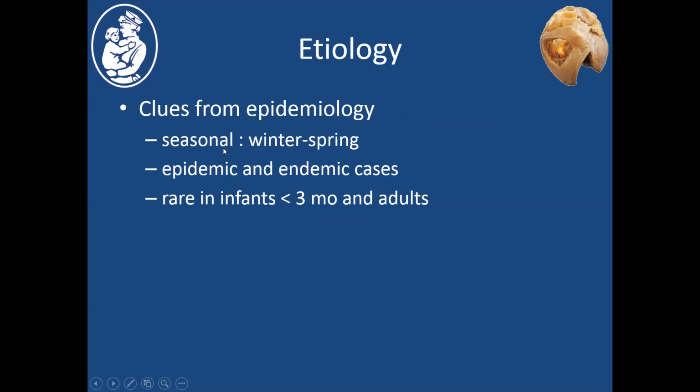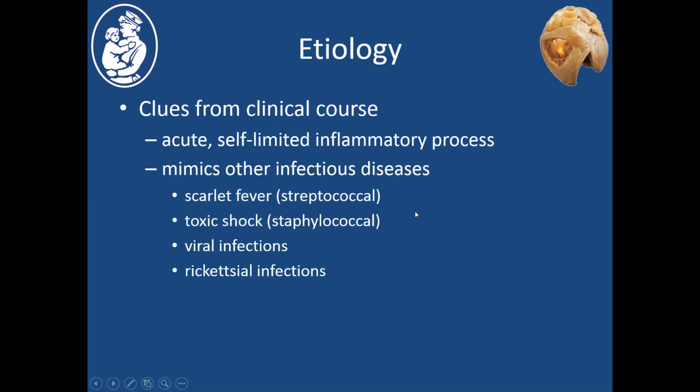From epidemiology, we know that this is seasonal. It occurs mostly in winter and spring, although there are endemic cases throughout the year, but we do see peaks in winter and spring. There are epidemic and endemic cases like other infectious diseases, and it's rare in infants under about 3 months and in adults, suggesting that there may be development of antibodies or activated lymphocytes that may limit some kind of infectious agent in these other ages.